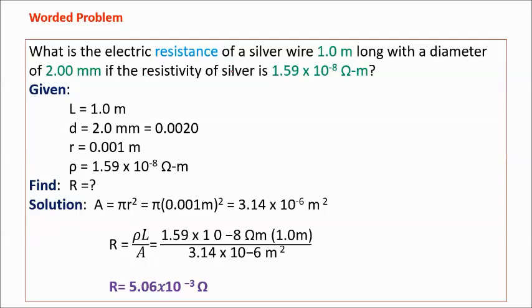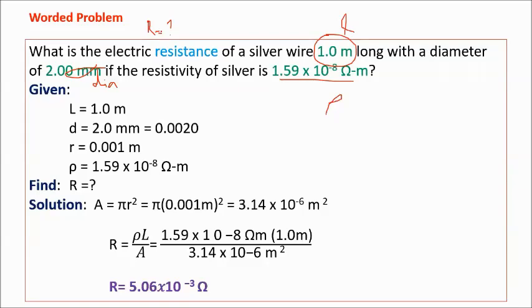Okay. So, you take note of our given. This gives us 1.0 m is our length ng conductor. This is, of course, resistivity. And we are given diameter of wire. So, find resistance R.